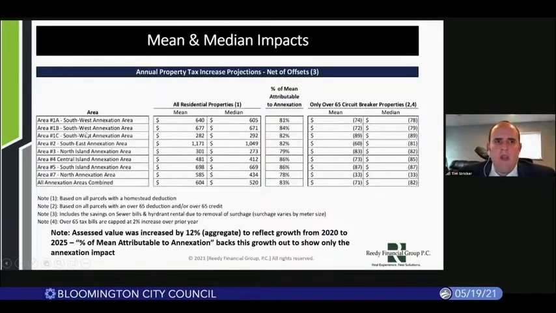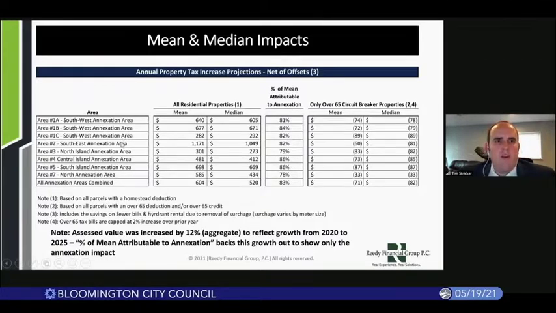For area 1B, which is the southwest annexation area, the mean is a $677 increase, and the median is a $671 increase. 84% of this area is attributable to annexation. And then for the only 65 and over circuit breaker properties, we have a $72 decrease on average. And then the median is a $79 decrease.